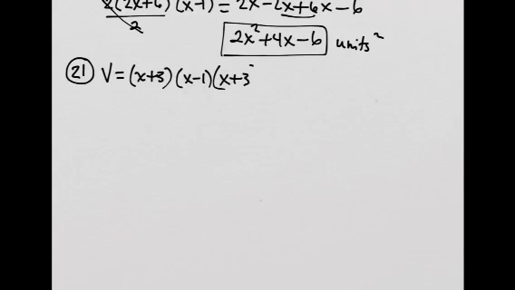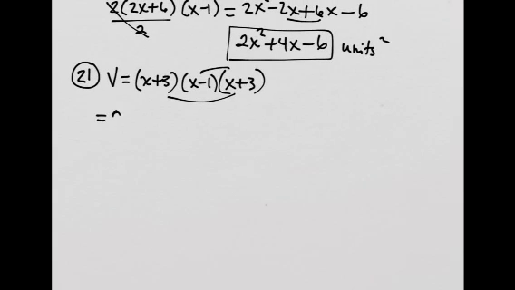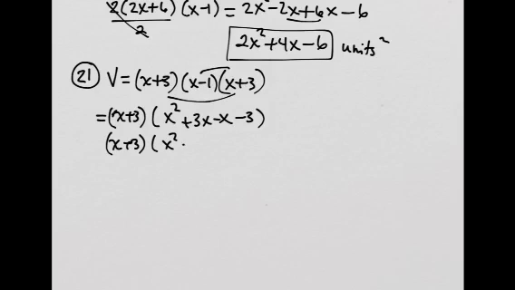So notice that there are two, well, it doesn't really matter. You could do these together or these together. It doesn't matter. So let me just keep it in the order that I have it. So x plus 3, and then this would be x squared plus 3x. And again, I'm just doing distributive property with the last two factors. So this is going to be x plus 3 times x squared plus 2x minus 3.